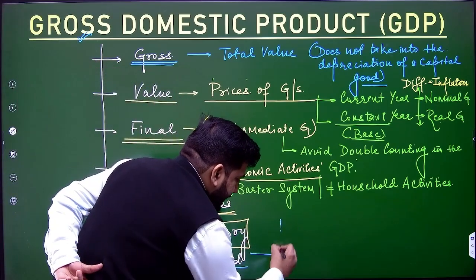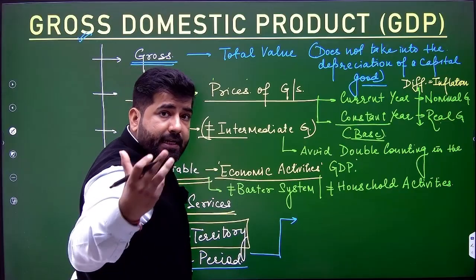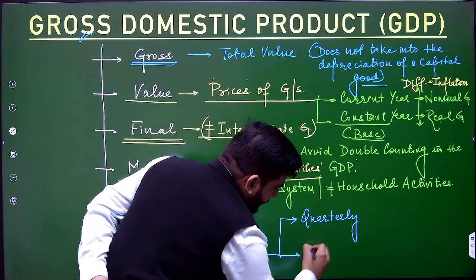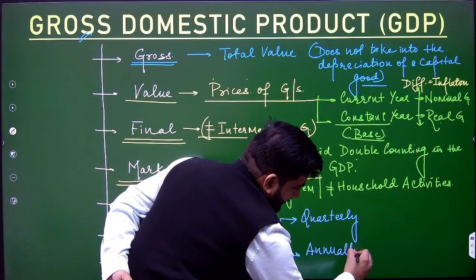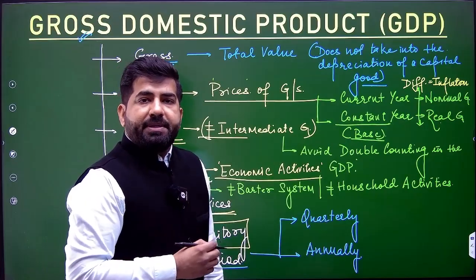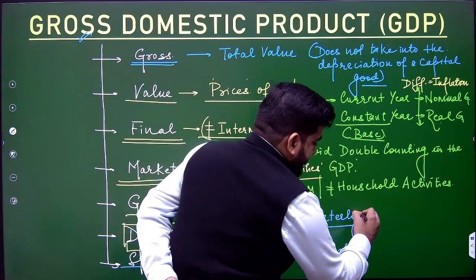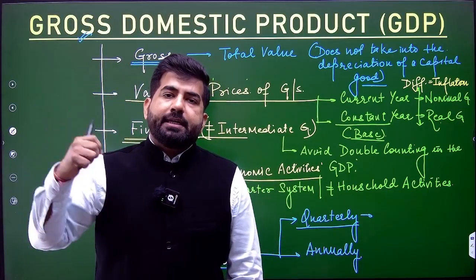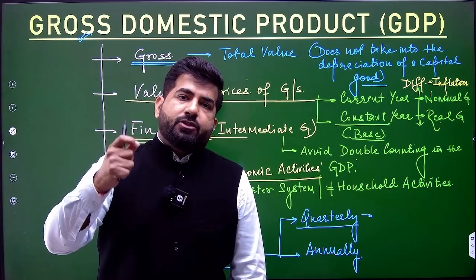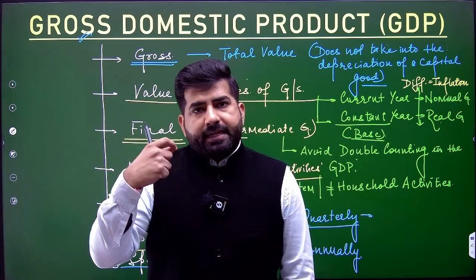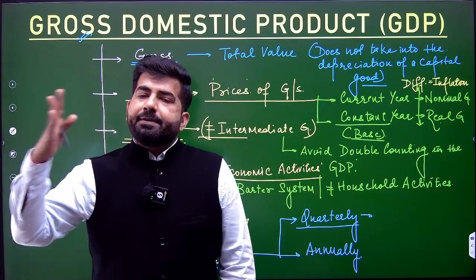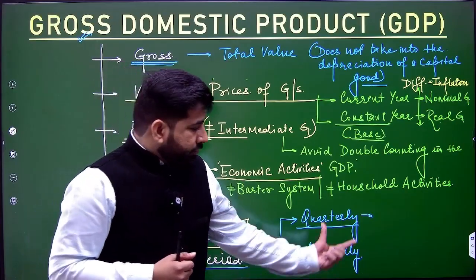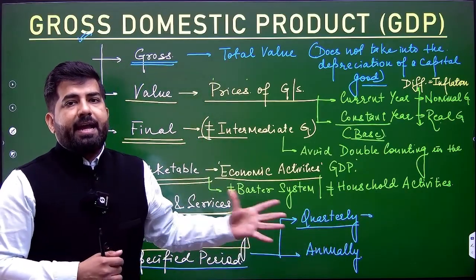In our country, GDP data is released on a quarterly basis and on an annual basis. If I talk about the quarterly basis, there are 4 quarters. Quarter 1, 1st April to 30th June. Quarter 2, 1st July to 30th September. Third quarter, 1st October to 31st December. And the fourth quarter, 1st January till 31st March. So data is released on a quarterly basis and then on an annual basis.